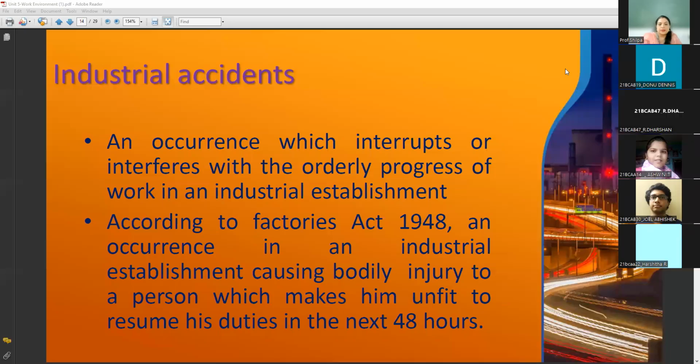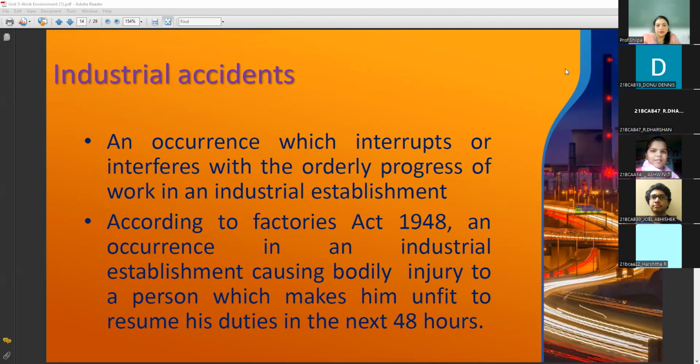So, an industrial accident is an occurrence which interrupts or interferes with the orderly progress of work in an industrial establishment. According to the Factories Act 1948, it is an occurrence in an industrial establishment causing bodily injury to a person which makes him unfit to resume his duties in the next 48 hours. So we need to understand what industrial accidents are.